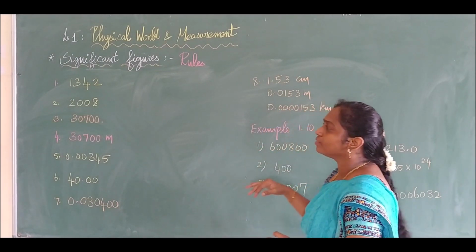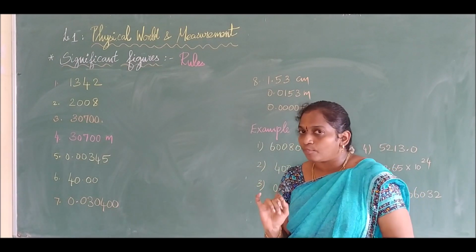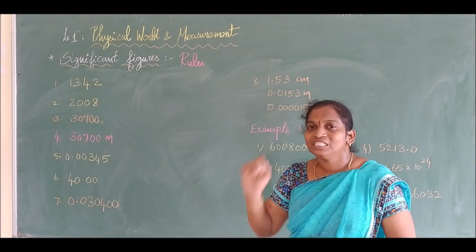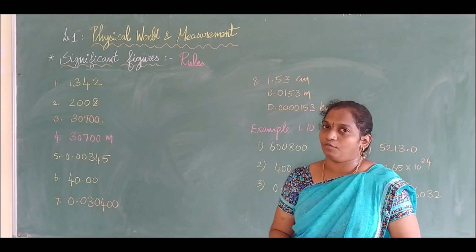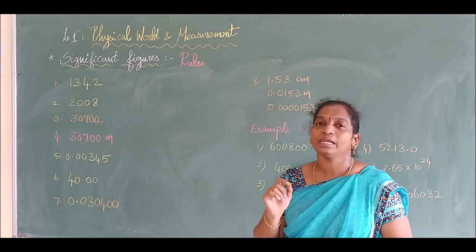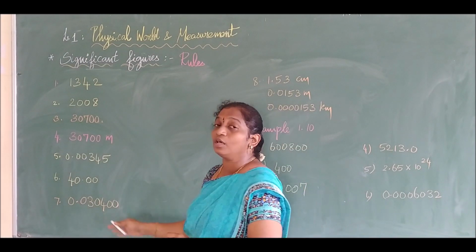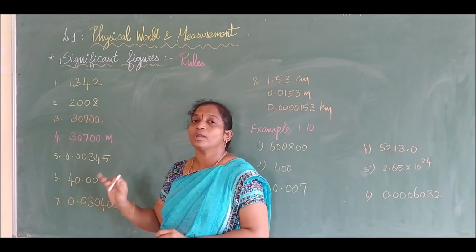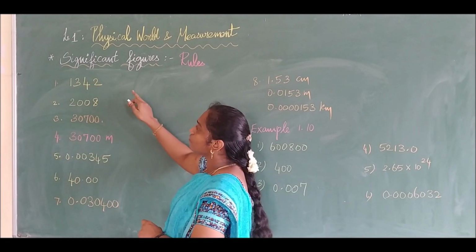So here I have written some numbers. First, what are significant figures? The number of meaningful digits in a given measurement. So we are going to count the reasonable, meaningful numbers in a given value. Right? So first we are going to see the rules for writing. I have not written the rule statements, I have given the examples for them. Right. What is the first number?